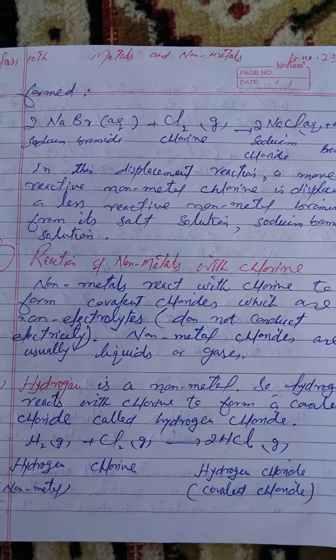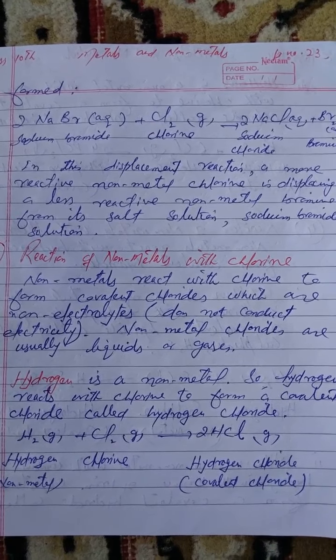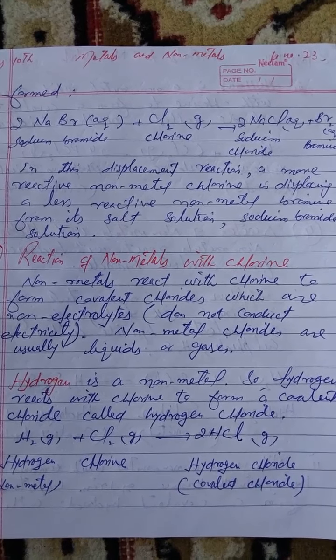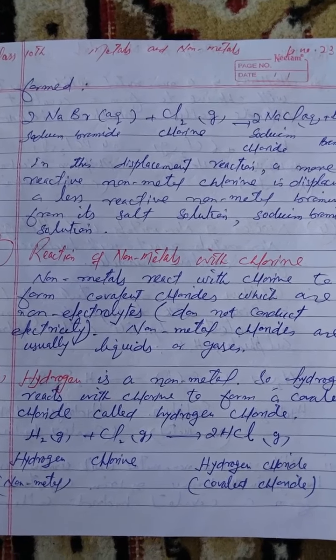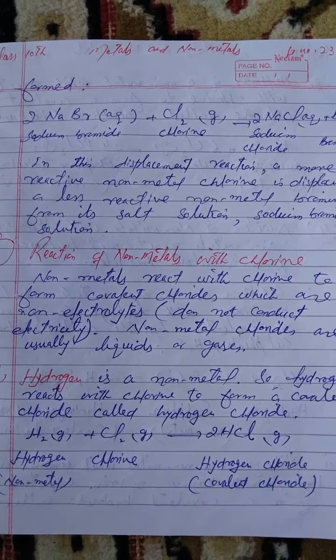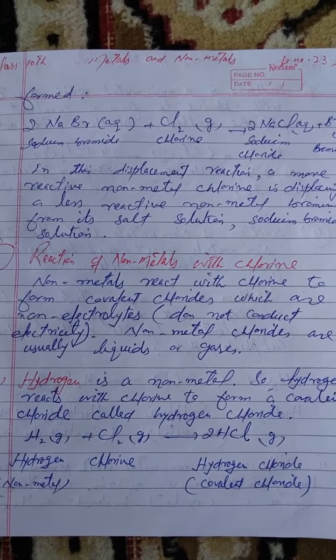Reaction of non-metals with chlorine. Non-metals react with chlorine to form covalent chlorides, which are non-electrolytes. Non-electrolytes means they do not conduct electricity. And non-metal chlorides are usually liquids or gases.